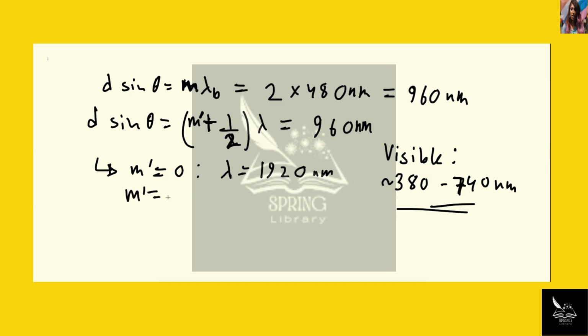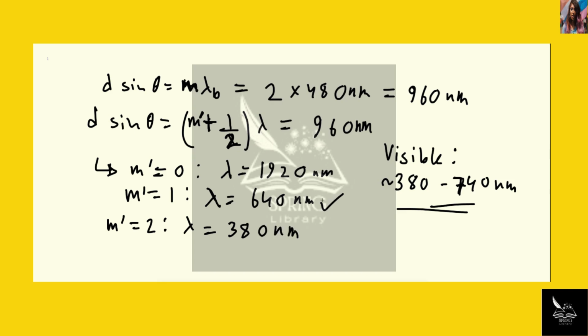Let's try m prime equals 1. In that case, lambda will be 640 nanometers, which is in that range. So this is good. Let's try m prime equals 2. Lambda will be, in this case, 380 nanometers. So it just falls out of that range, or it's just at the edge of that range. This is actually in the far UV. So 640 nanometers is right. So m prime, the order for the minimum, will be 1.